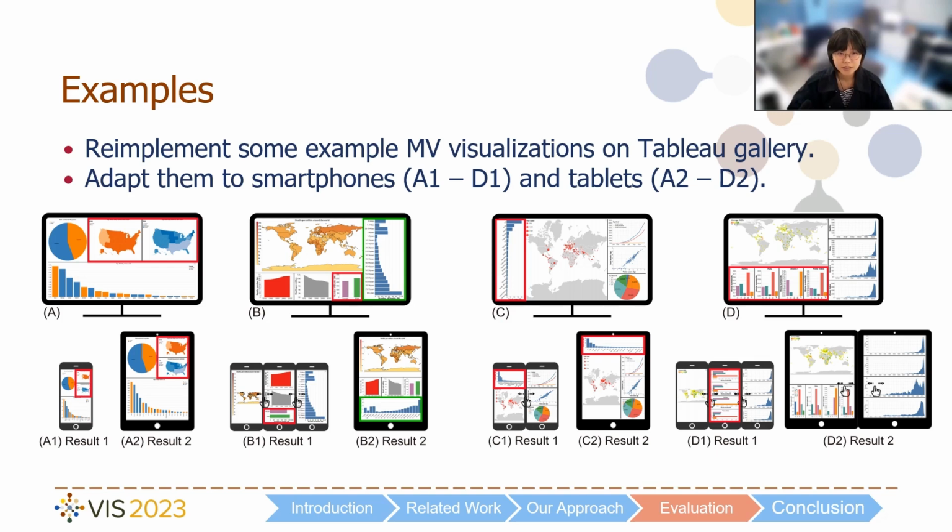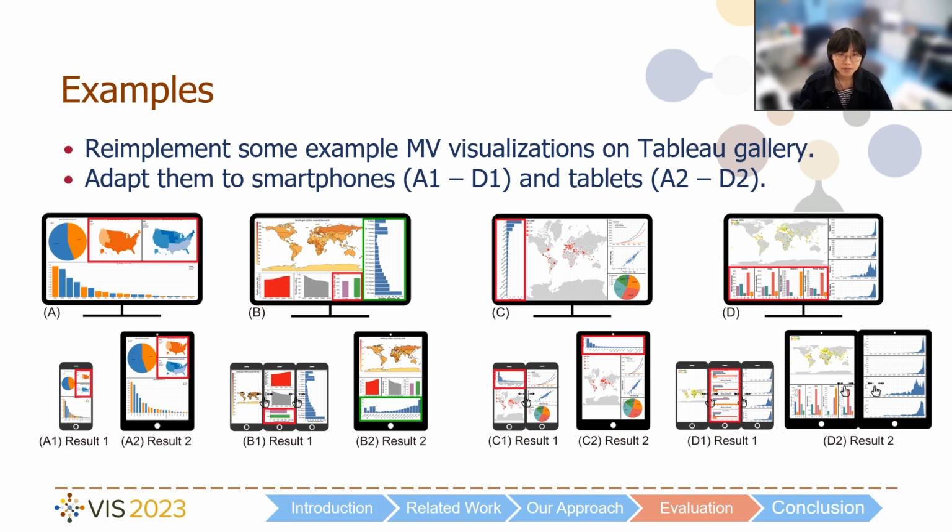Here we have re-implemented some examples from the tablet gallery and adapted them to small devices. We have used real-world data, from top baby names in the US to daily COVID-19 status. Results: A1 to D1 are smartphones, and A2 to D2 are tablets.